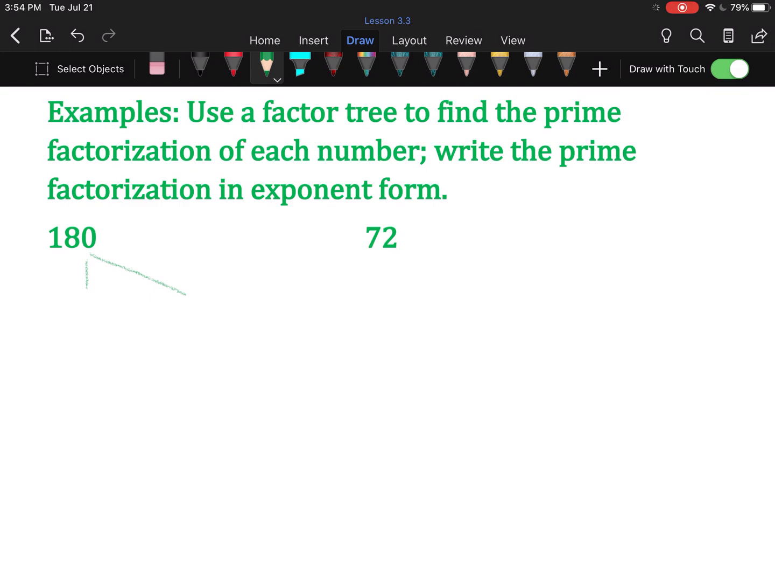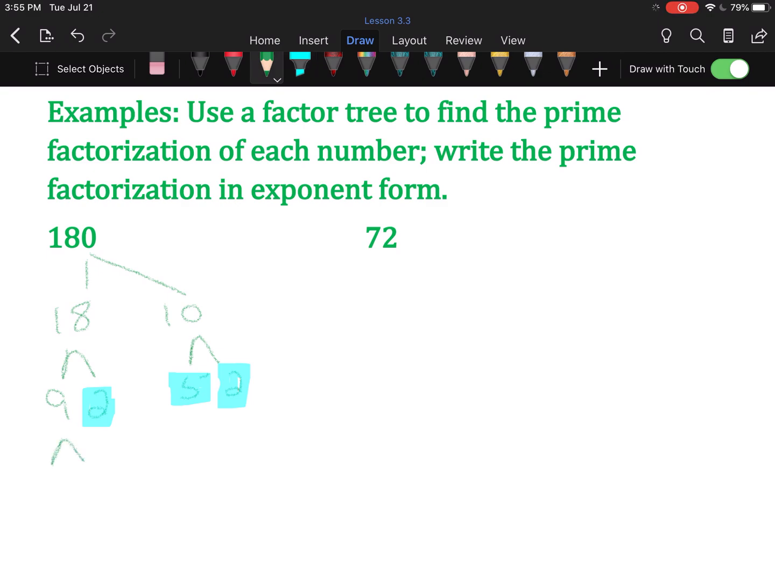to make 180. Well, I'm going to take the easy ones of 18 and 10. It's a number that ends in 0, so I know it divides by 10. Now, are either 18 or 10 prime? No. So break them down. 18, the first two numbers that pop in my mind are 9 and 2. And for 10, the first numbers that pop in my mind are 5 and 2. Now, 2, 5, and 2 are all prime. So I'm going to stop those ones there.